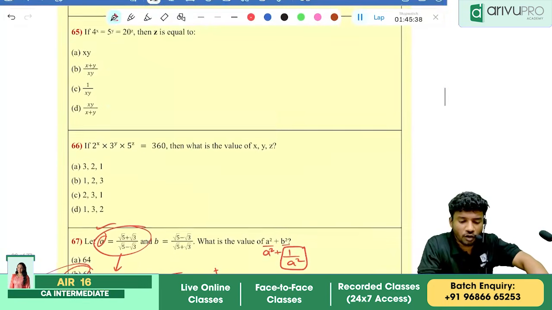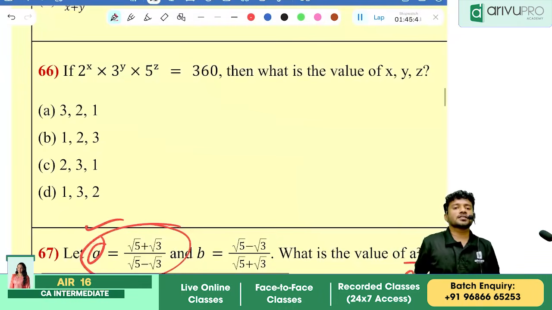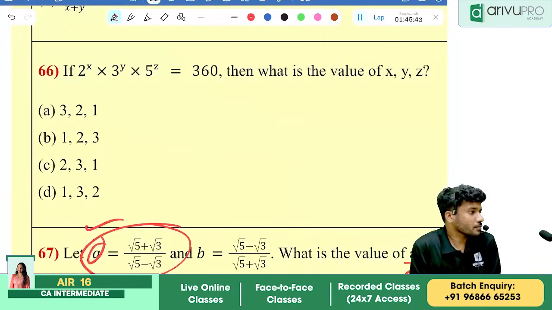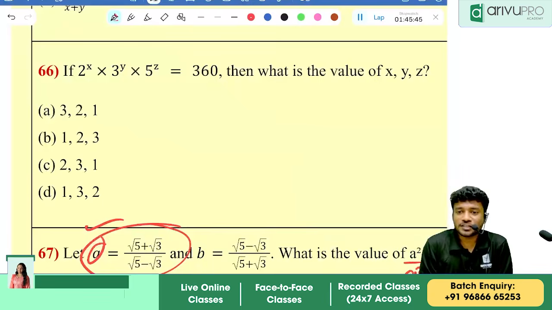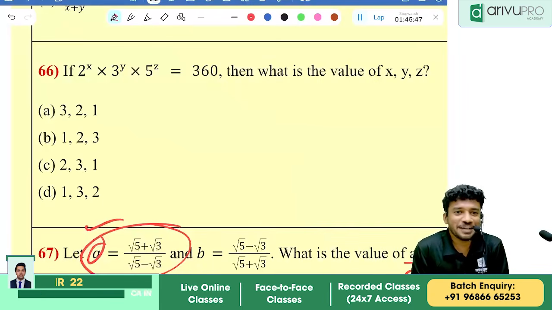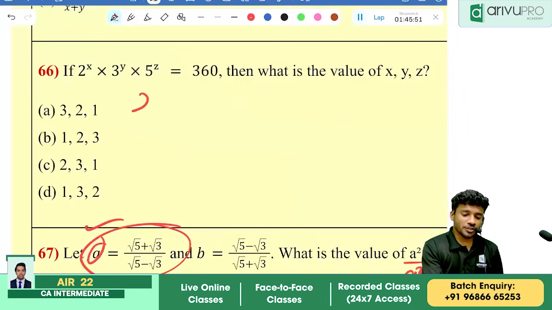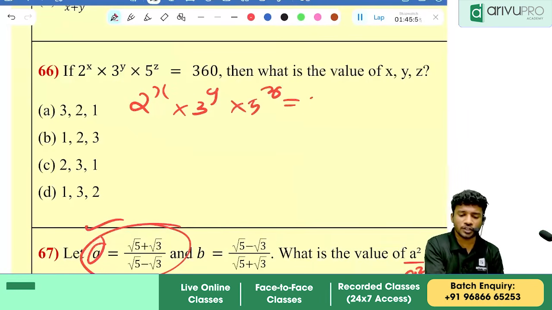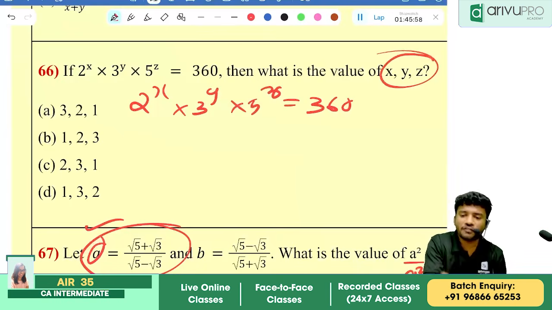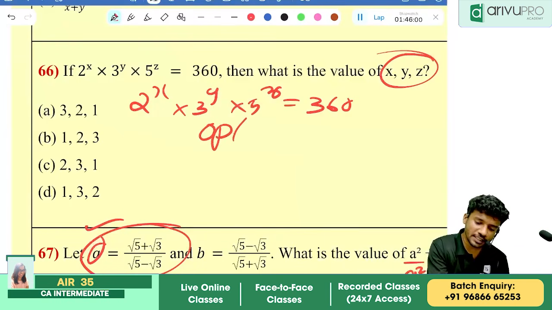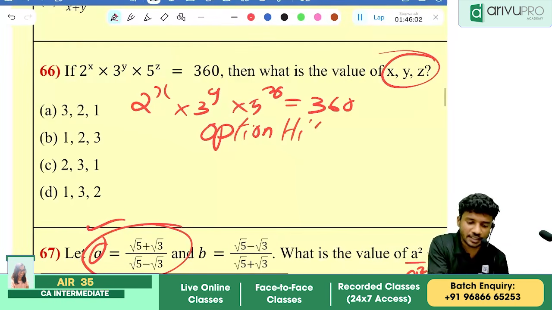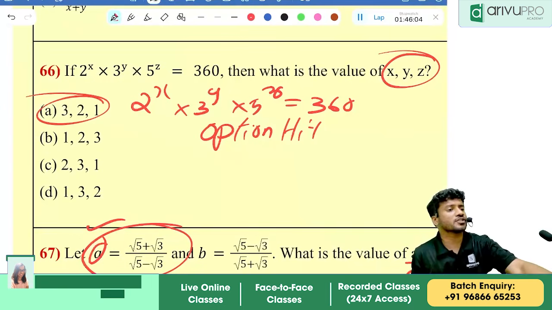The question is over here. Get me the answer in 5 seconds. Sir, why 5 seconds? Get me the answer in 10 seconds. 2 raised to x into 3 raised to y into 5 raised to z is equal to 360. Find the value of x, y, z. What is the easiest way? Option hitting.